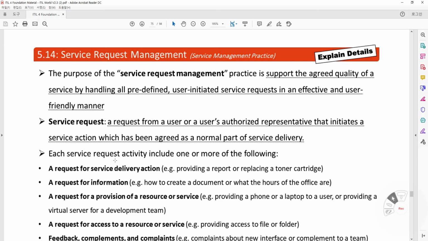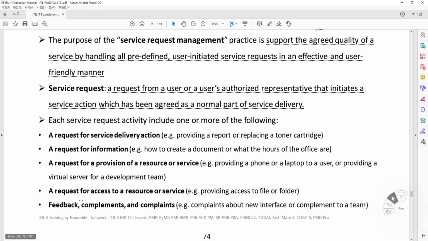Each service request activity includes one or more of the following: a request for a service delivery action, for example, providing a report or replacing a toner cartridge; requesting information, such as how to create a document or what the hours of the office are; a request for provision of a resource or service, such as providing a phone or laptop for a user, or providing a virtual server for a development team; a request for access to a resource or service, for example, providing access to a file or folder; feedback, compliments, and complaints, such as a complaint about a new interface, or a compliment to a team.